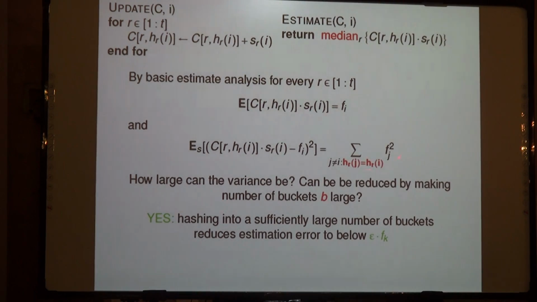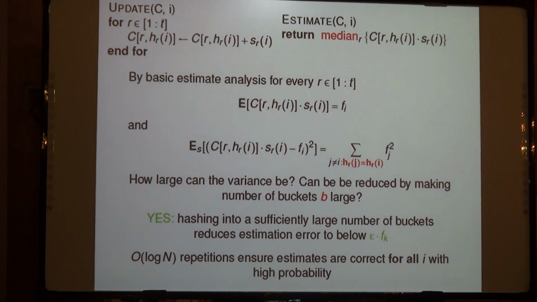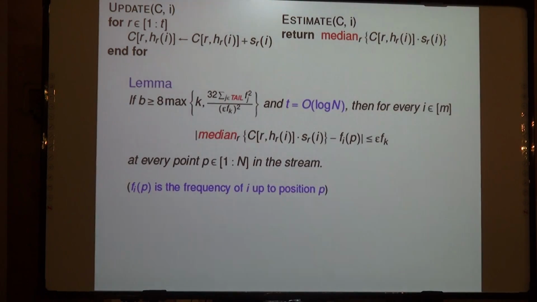Because each element of the universe appears here only if it hashes to the same bucket as i under hash function r. So that happens with probability 1 over b. Okay, and then we do log n repetitions to boost the confidence.